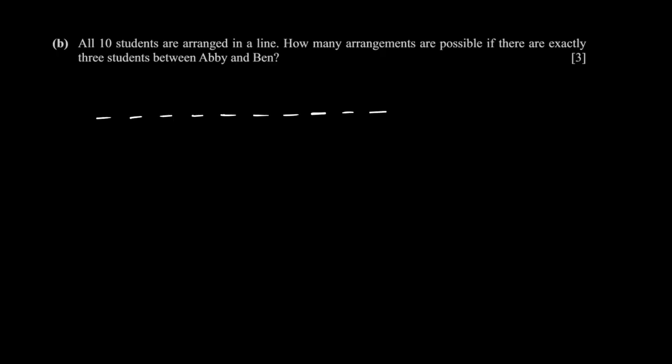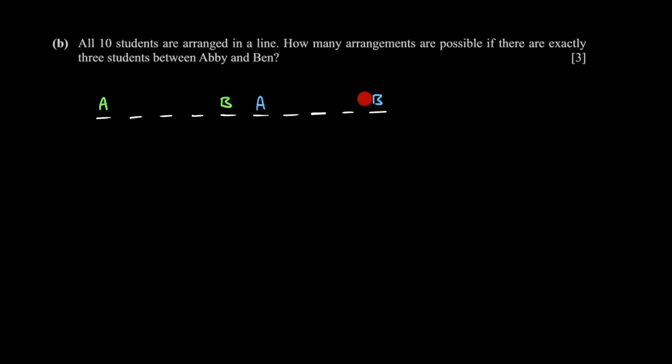Okay, so what situations can we have? Well, let's say if we've got Abby here, then we want 1, 2, 3 spaces in between. So Ben would have to be there. So how many ways can we do this? Well, we could try to work it out, right? So we could start with Abby here, or we could have Abby here, or here, or here. And every time we move Abby, we're also moving up Ben. And so the last arrangement will be here.